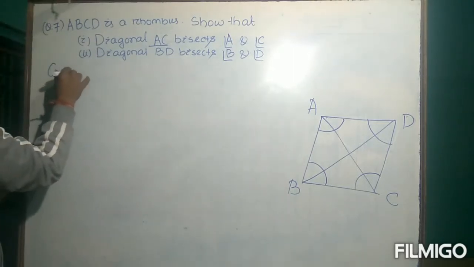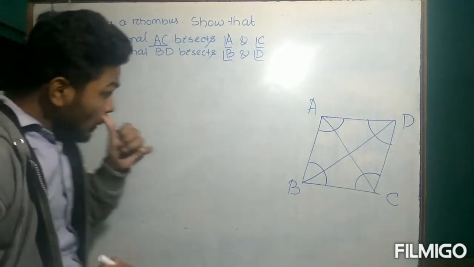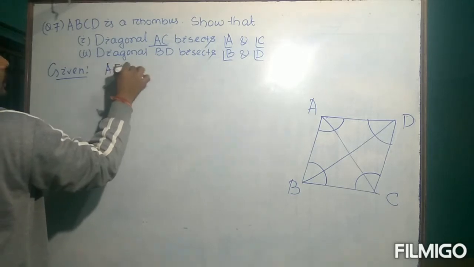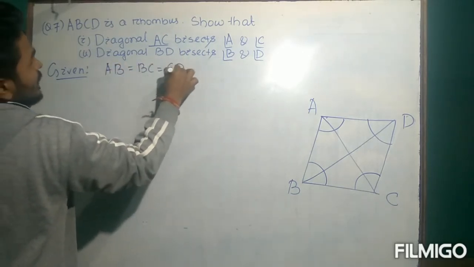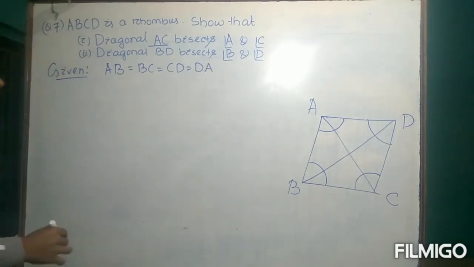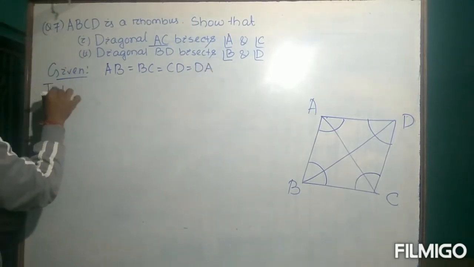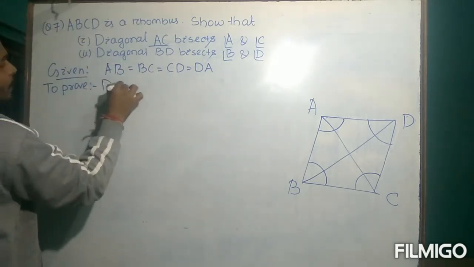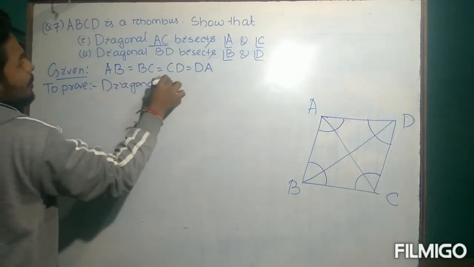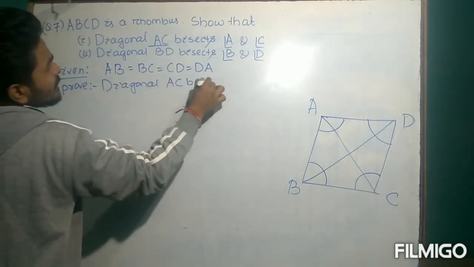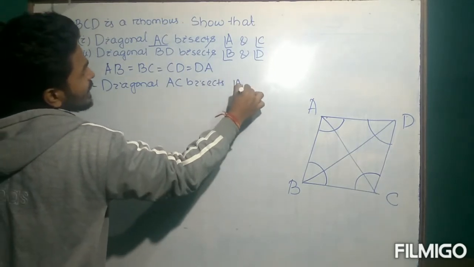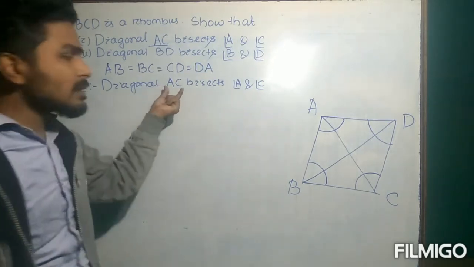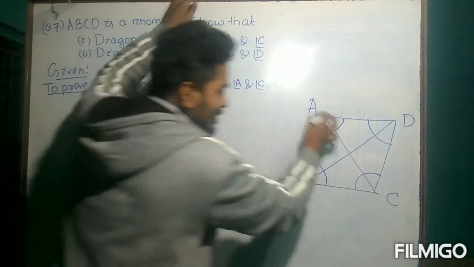Since it is given that ABCD is a rhombus, all four sides are of equal length. So you can write AB is equal to BC is equal to CD is equal to DA. Clear? Let us prove the first statement first: diagonal AC bisects angle A as well as angle C. In order to do this, we first have to construct the diagonal AC.